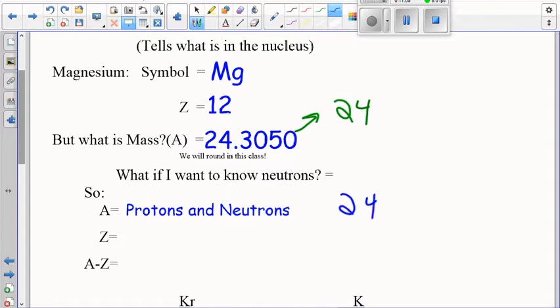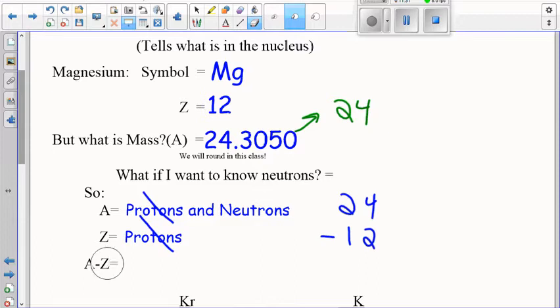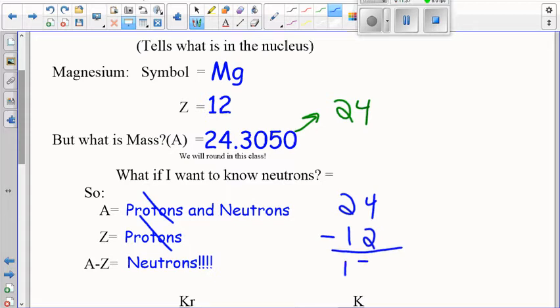Its atomic number, which is just the what again? The number of protons. Right? That is 12. So what can I do with those two numbers to find the number of neutrons? If I find the difference between these two, 24 minus 12, my protons will cancel out and I'll be left with just the neutrons. So A minus Z will tell you the neutrons, and in this particular case, there are 12.